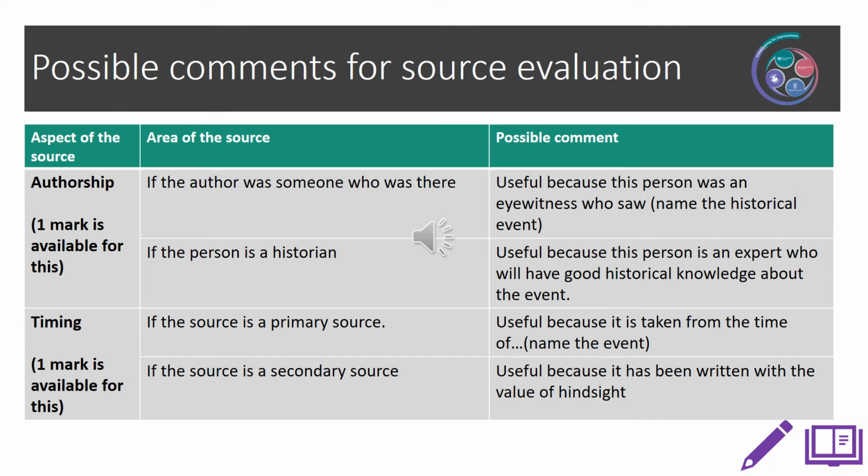If the author is someone who was there, and remember you would tell me who that person was, your comment for that is that it's useful because this person was an eyewitness who saw, and then whatever the historical event is, you would name it. If the person is a historian, it's a standard comment that you use. A historian is useful because this person is an expert who will have good historical knowledge about the event.